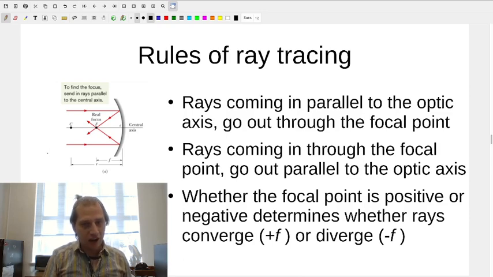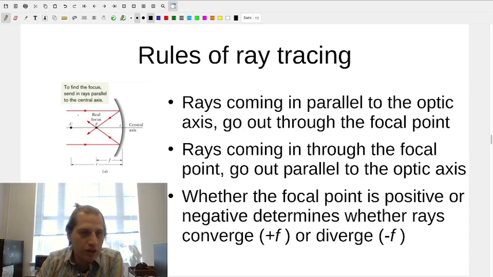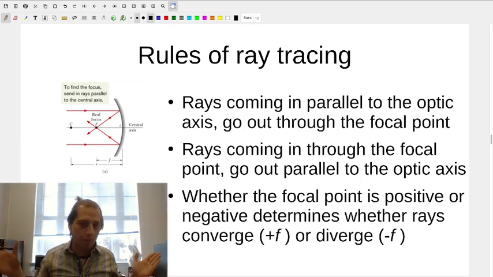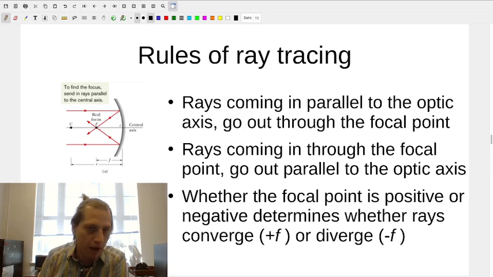And we can call this focal length positive or negative depending on whether it causes the rays to come together or go apart. So this would be considered a positive focal length because it's causing the rays to come together.